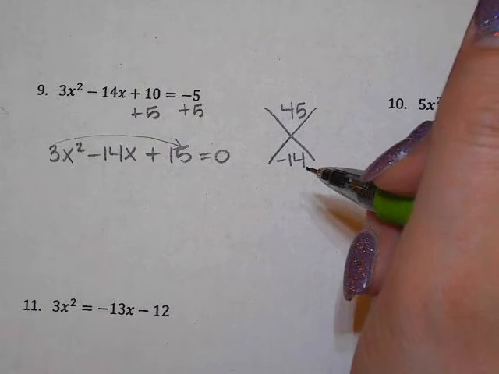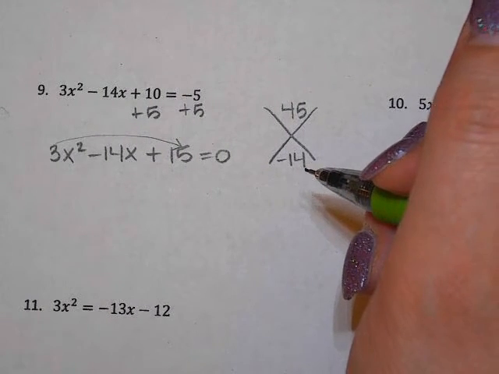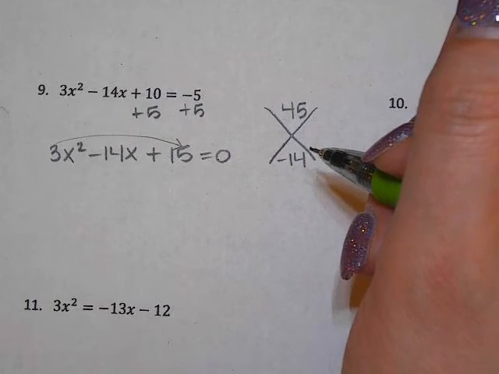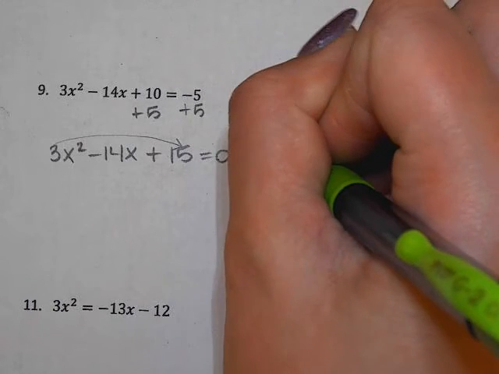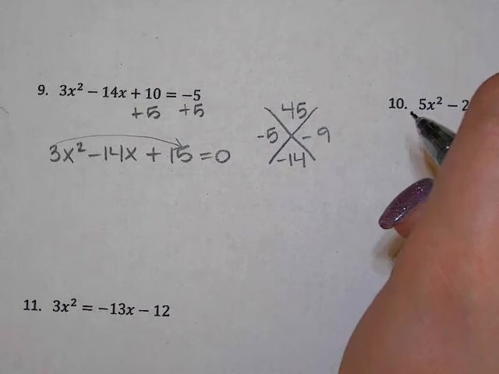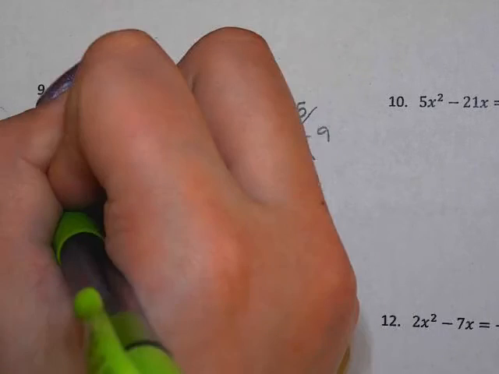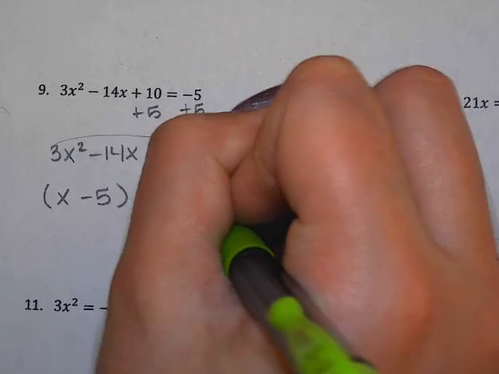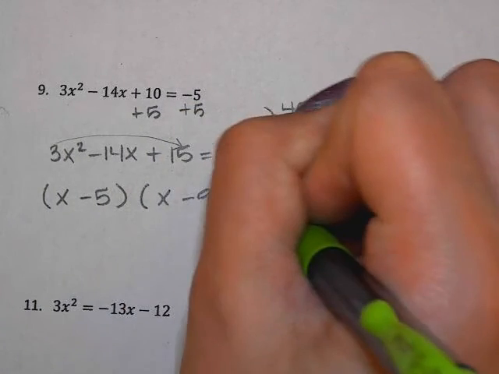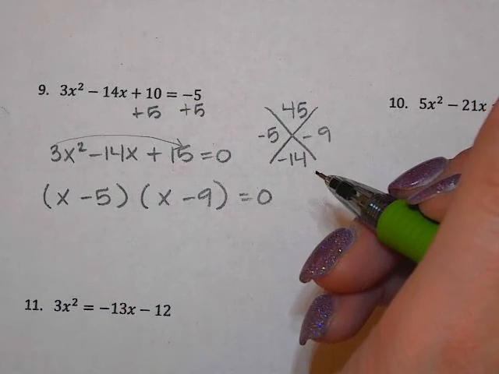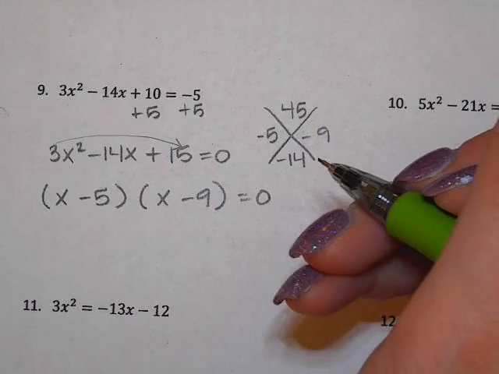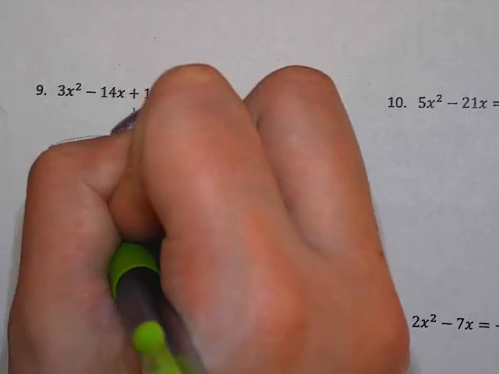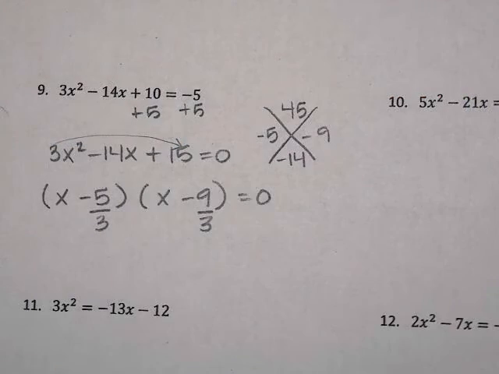All right, multiplying to 45, adding to negative 14. Negative 5 and negative 9. Negative 5, negative 9. And you need to divide by the 3 that you brought over, so that turns into x minus 3, 3x minus 5. Then you set them both equal to 0, so your answers are 3 and 5 over 3. So I just wrote minus 5 and minus 9. What do I do next? Okay, what is divide by 3? Okay, perfect.